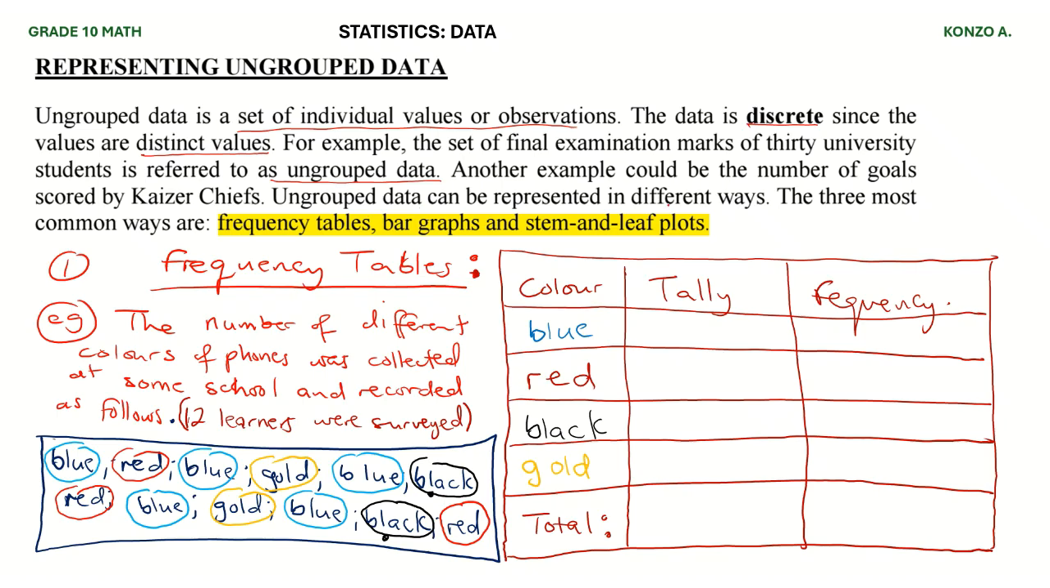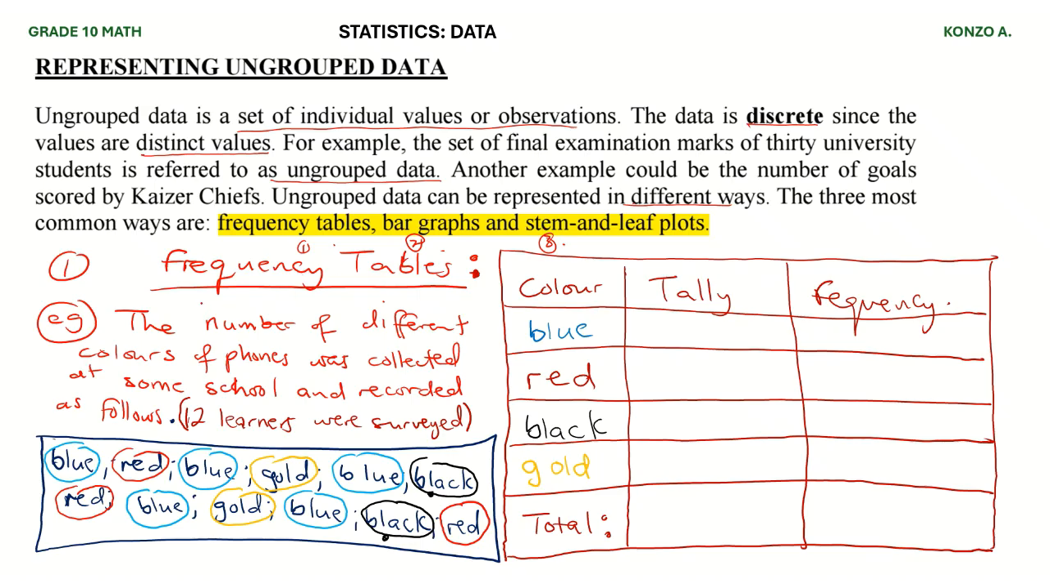Ungrouped data can be represented in different ways. Three of the most common ways are frequency tables, bar graphs, and stem and leaf plots, which is what I'm going to dedicate this video to, when we're collecting it. So we're talking about that discrete data again, that is not grouped. And when we speak in the following videos about grouped data, you will understand the difference. But for now, let's continue.